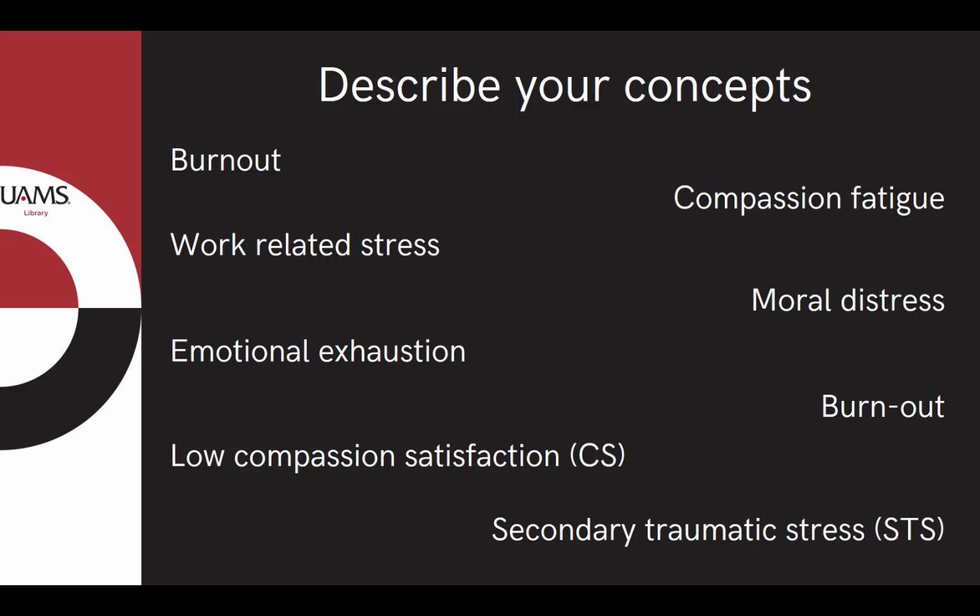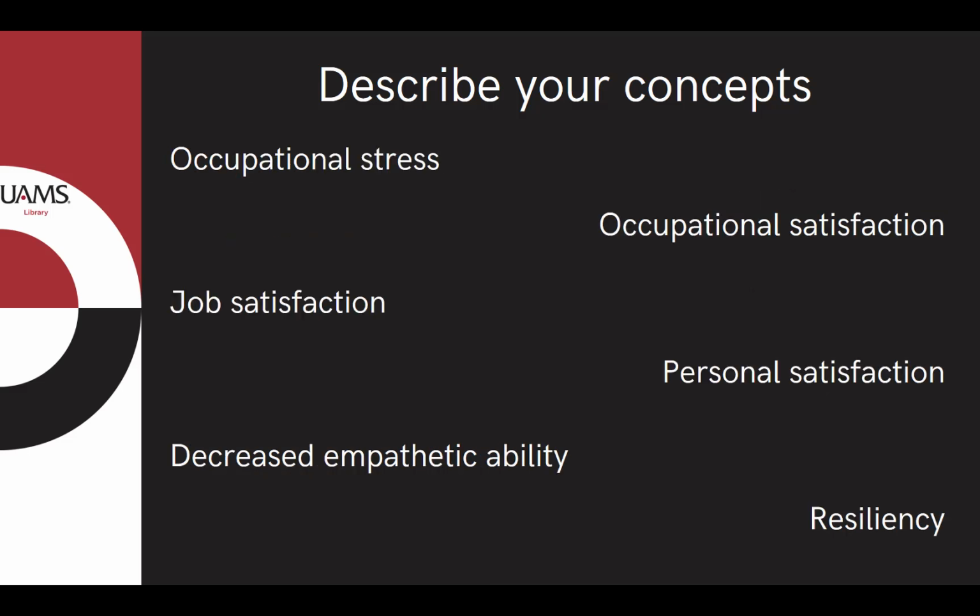How might an author refer to these? So as burnout and compassion fatigue, obviously, or maybe as work-related stress or moral distress, emotional exhaustion, burnout spelled as 2 words or with a hyphen in between, low compassion satisfaction, also called CS, secondary traumatic stress, STS, occupational stress, occupational satisfaction, job satisfaction, personal satisfaction, decreased empathetic ability, resiliency.